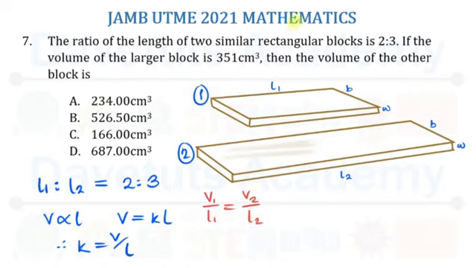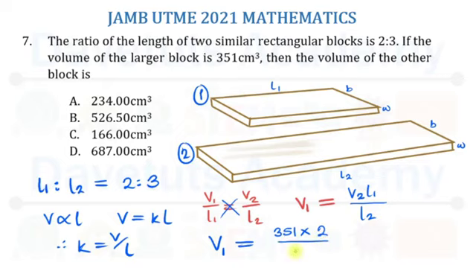So for me, I can just say V1 over L1 is equal to V2 over L2. We are told that the length of those two similar blocks is 2:3. The volume of the larger block, which we are taking as V2, we are given as 351, then the volume of the other block means we are looking for V1. And V1, looking at this expression, is nothing but V2 multiplied by L1 over L2. So V1, the volume I'm looking for, is V2, which we are given as 351, multiplied by L1 over L2. L2 is the longer one and L1 is the shorter one, so I have this as 2/3.